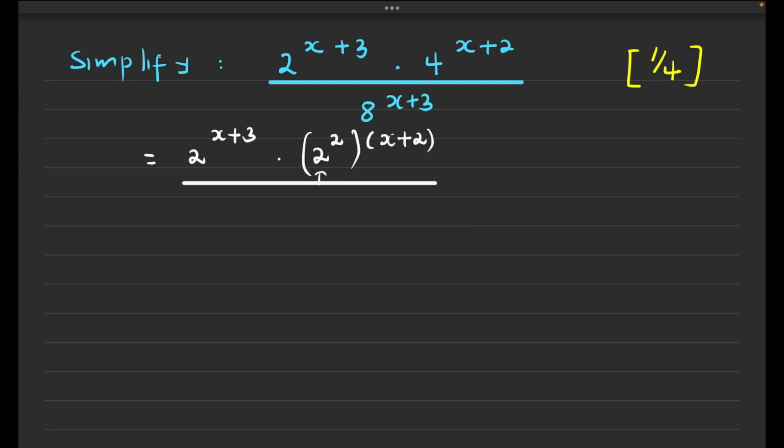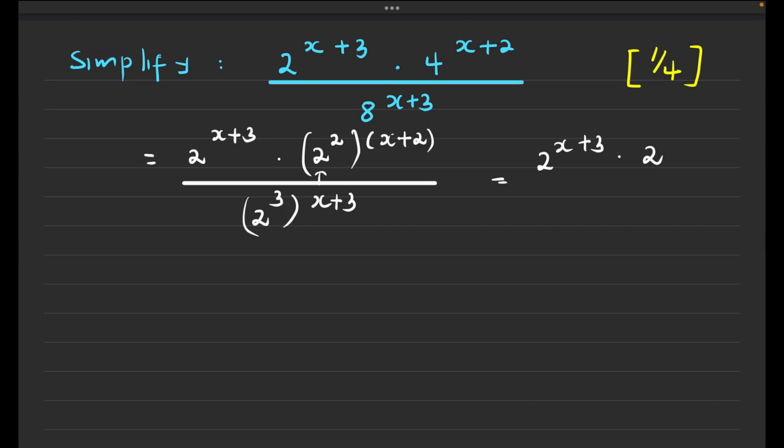Okay, so what about 8? How can we express 8 in a different form? This is going to be 2 cubed, to the power x plus 3, right here. Okay, fine. So now this is 2 to the x plus 3 multiplied by 2 to the power what?